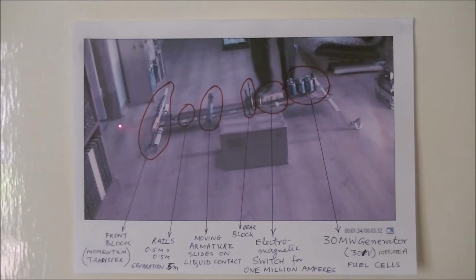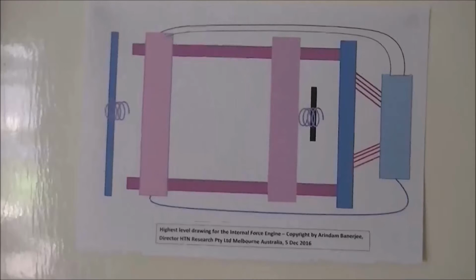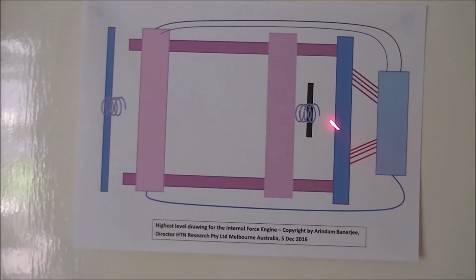Now this has moved it by a distance of about 30 millimeters in our first go. We hope to do a lot better than that. We hope to go to the moon in a matter of hours with our far improved prototype. This may look like a very strange drawing, mainly because I have not put anything to note what is what over here. But this is, as I say, the highest level drawing for the internal force engine.